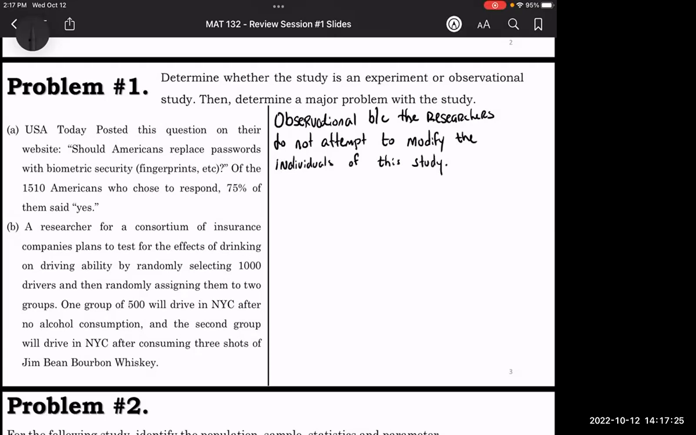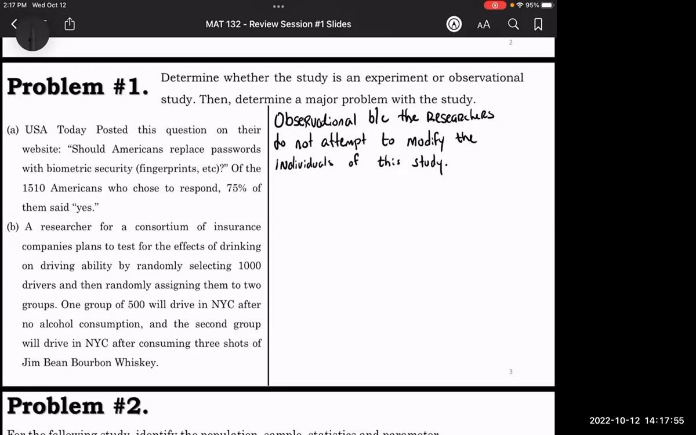Essentially, we're answering this question by just basically explaining the definition of observational studies, right? We're just using that definition. The researchers do not attempt to modify the individuals. They only observe and record the data. Okay, so we answered the first part to part A, but now what's wrong with this study? What is wrong with it?